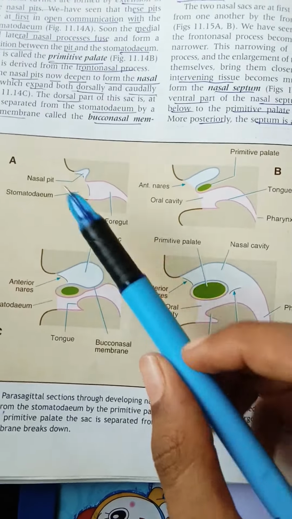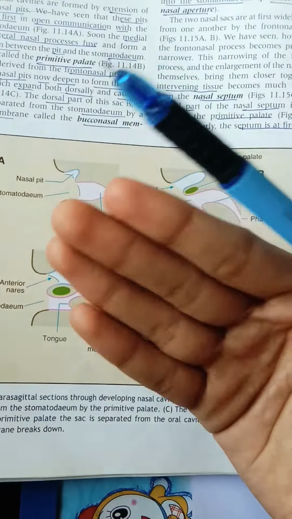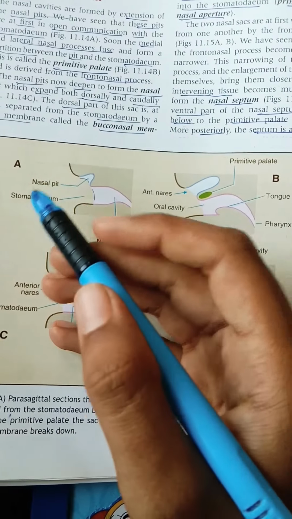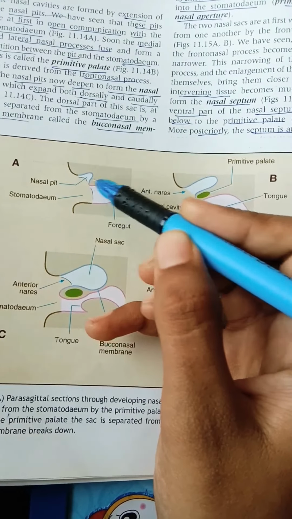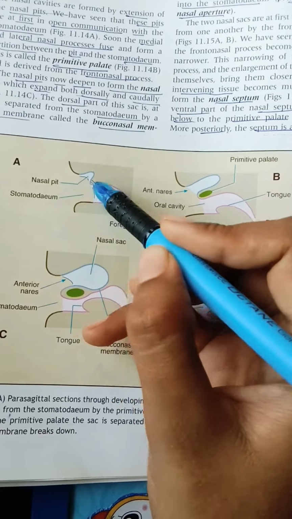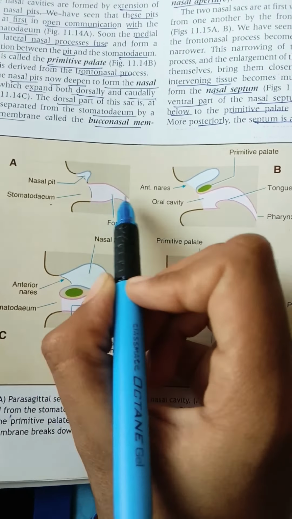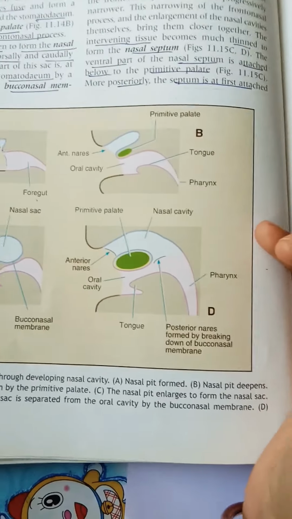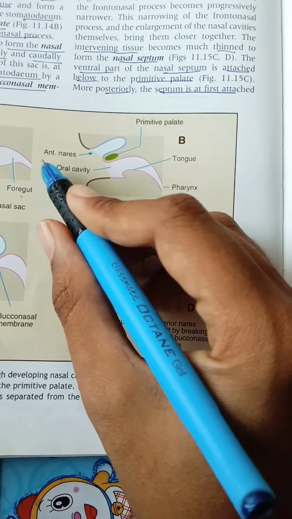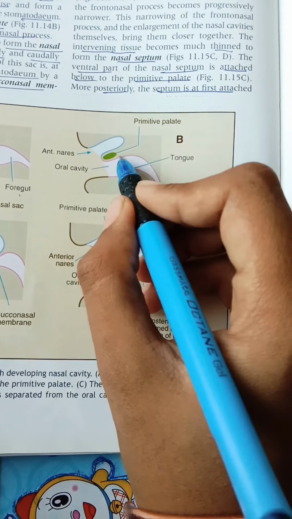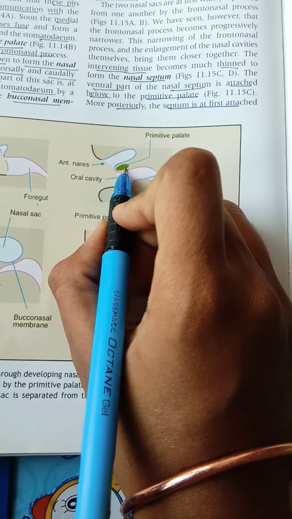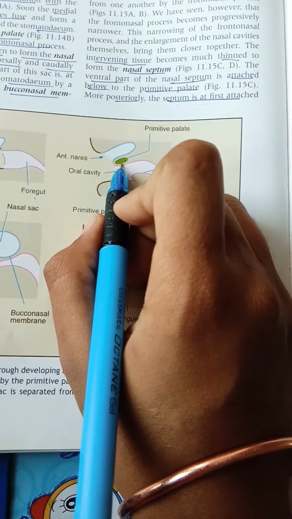So first you can see how the nasal pit is formed. If we see from the lateral side, this is the nasal pit, right? If you remember, this is the frontonasal process, and on this side we have the nasal pit. This is the stomatodeum, which forms the future mouth, and it's the foregut, and you can see the anterior nares are getting formed, and it's the primitive palate. Actually the primitive palate is formed from the maxillary process.